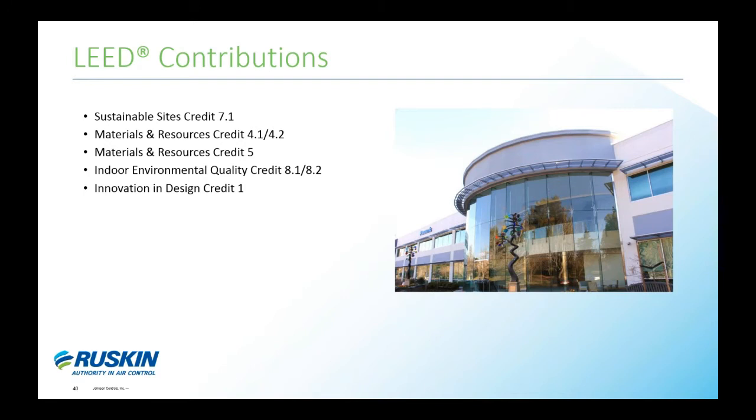The materials and resources credit, which is going to be your 4.1 and 4.2, is intended to reduce the impact from extraction and processing of, say, virgin materials and increase the use of recycled content.